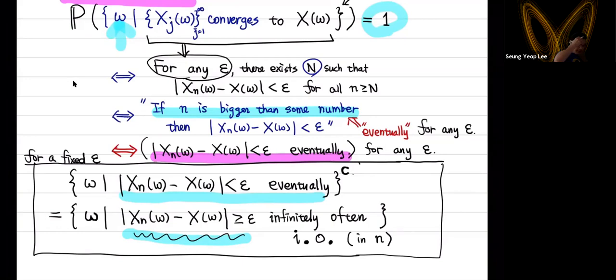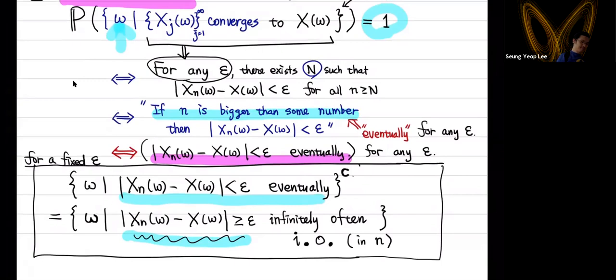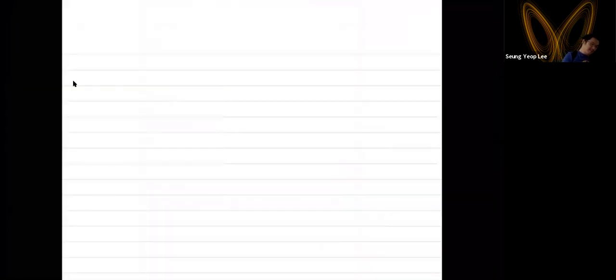And now, we will describe one theorem that determines when a certain event is eventually true and when a certain statement is infinitely often violated. So we will give a theorem about such a thing. So any question up to here? Okay, so next.